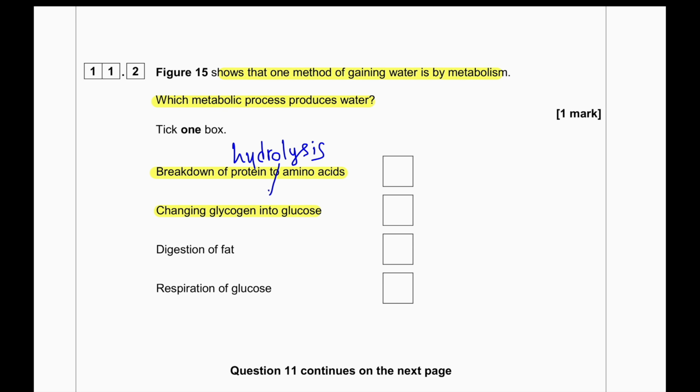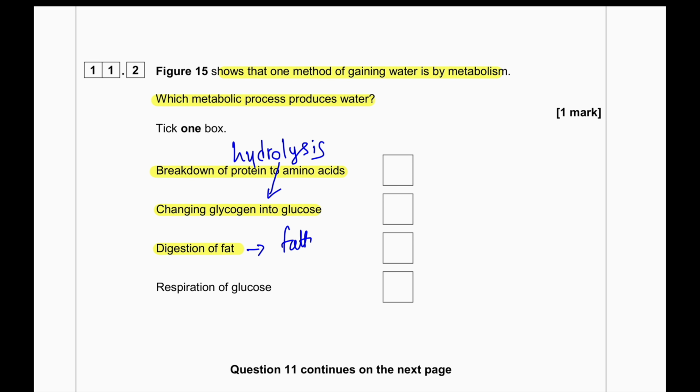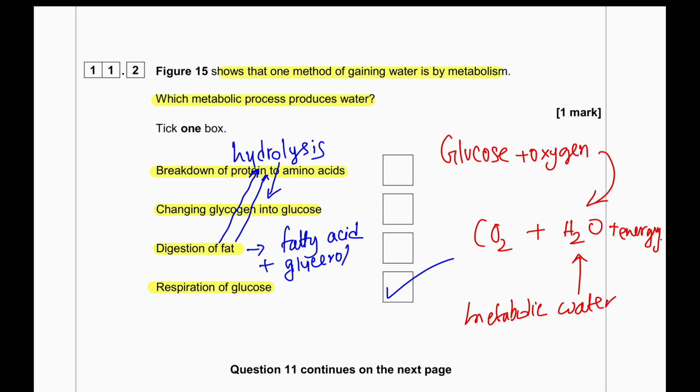Changing glycogen to glucose is also hydrolysis because it's going from a larger molecule to a smaller molecule. Digestion of fat produces fatty acids and glycerol, which is also a process of hydrolysis. So all of these processes lead to hydrolysis. Now, only respiration of glucose produces water. Respiration of fat also produces water. So this is how metabolic water is received.